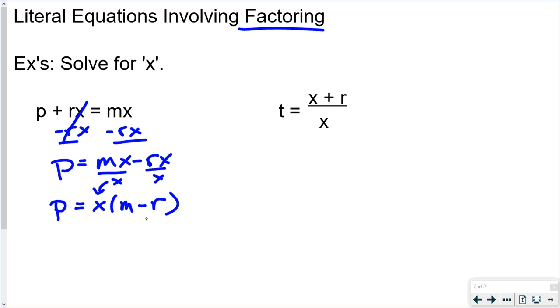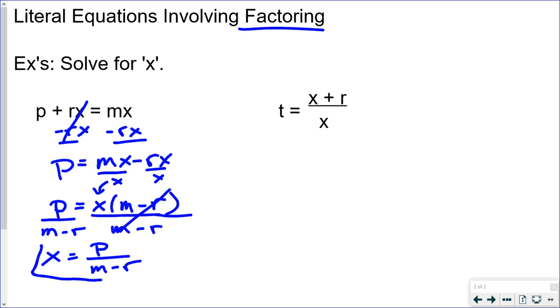Now I'm at this point, and I need to get the x by itself, so I want to get rid of this m minus r. Well, this is being multiplied. This is x times that. So I do the opposite and divide both sides by m minus r. So the m minus r divided by m minus r, that's 1. Anything divided by itself is 1. And I'm left with x equals p divided by m minus r. So again, what you want to do is get the variables on the same side and then factor out the variable.